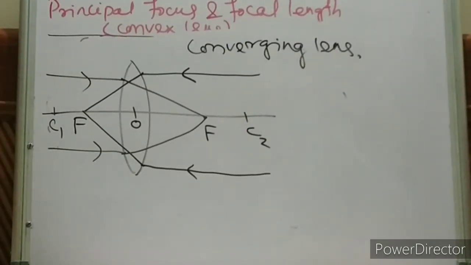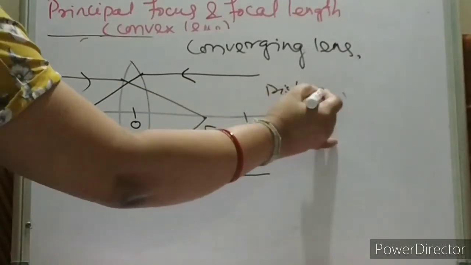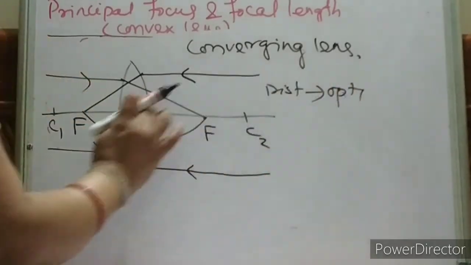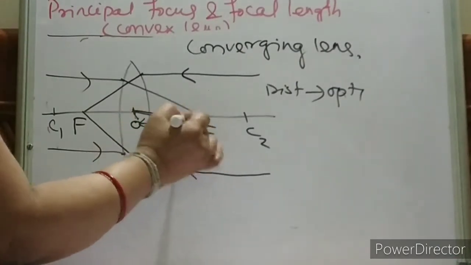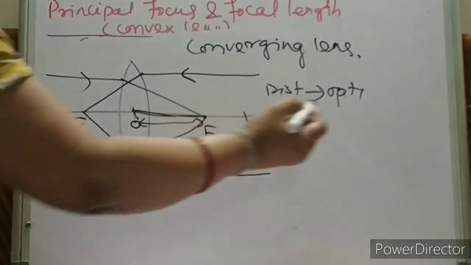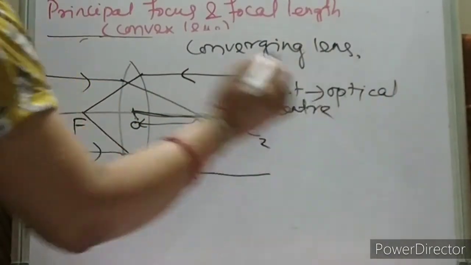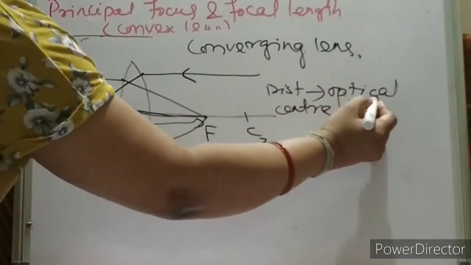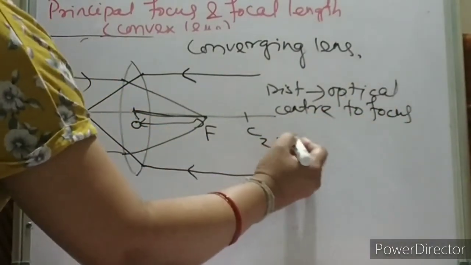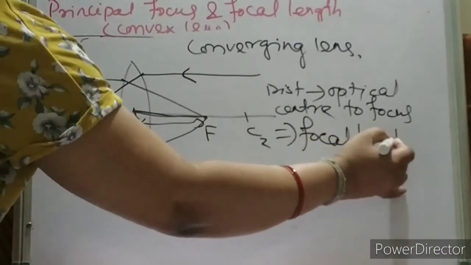Let me tell you what the focal length is, children. Focal length is the distance between the optical center, this O, to F. This is your focal length, children. Okay. The distance between the optical center and the focus is called focal length. Clear, children?